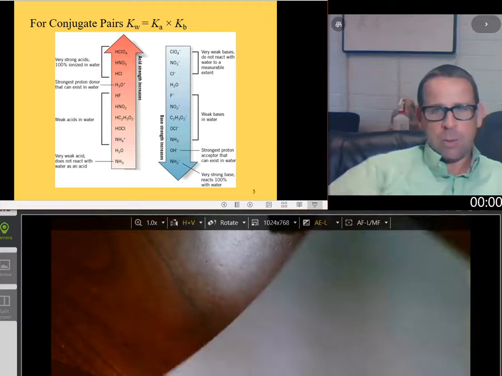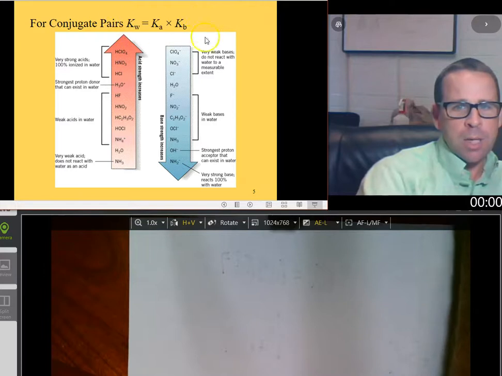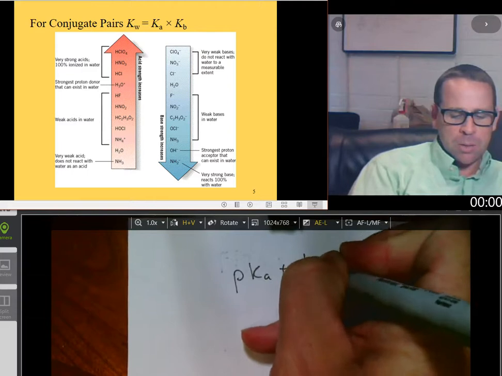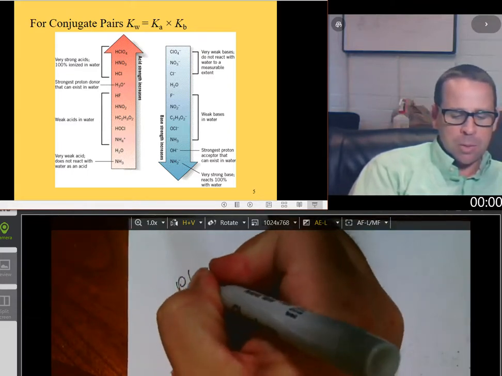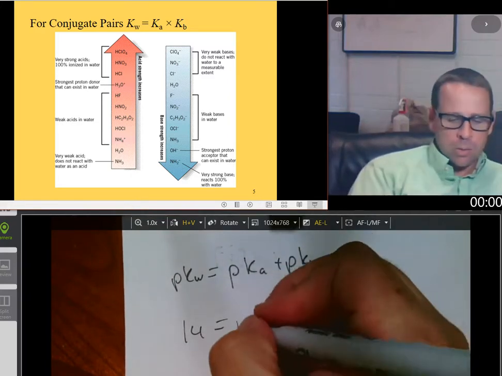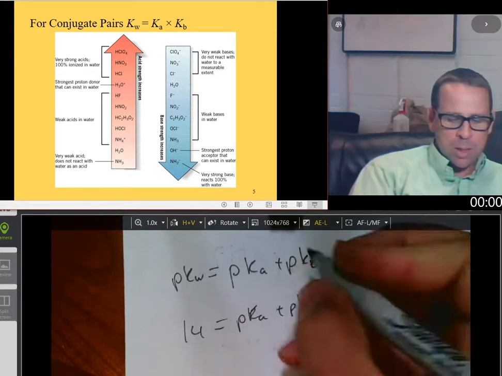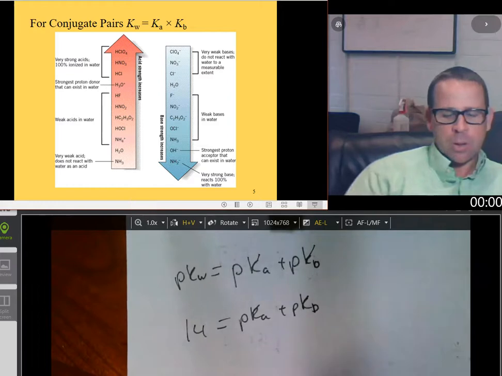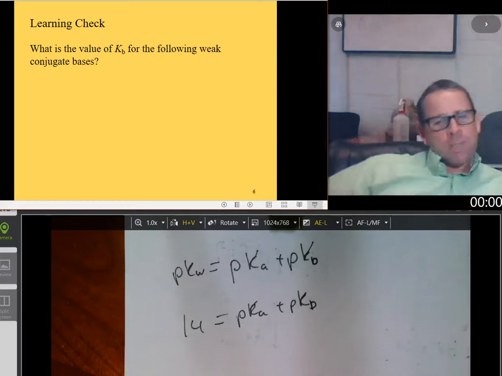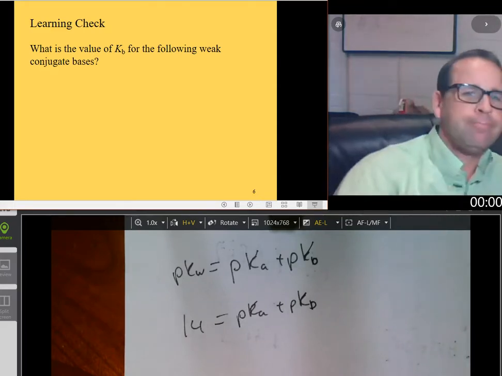All right, so let me write that second one down. The first one's written down right up here already, right? Ka times Kb equals Kw. But also pKa plus pKb will equal pKw. pKw is 14, so the pKa plus pKb, I'm getting lazy on my K's. Remember, these are big K's. All right, is 14. So, what's the value of Kb for the following weak conjugate bases?